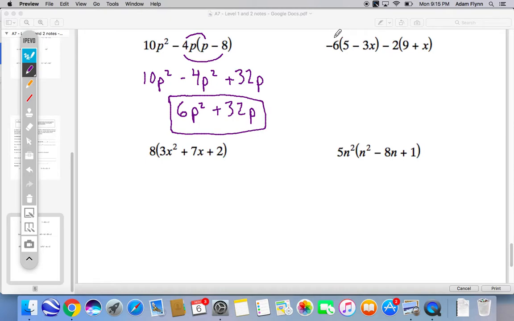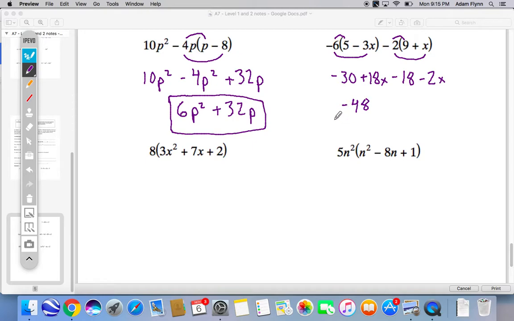Okay, let's move on to this one. This one I'll have to use the distributive property twice. So I have negative 6 times 5, which is negative 30. Negative 6 times negative 3x, which would be a positive 18x. And I have negative 2 times 9, which is negative 18. And I have negative 2 times positive x, which would be negative 2x. So I'll take care of my numbers first. I have negative 30 minus 18, which is negative 48.